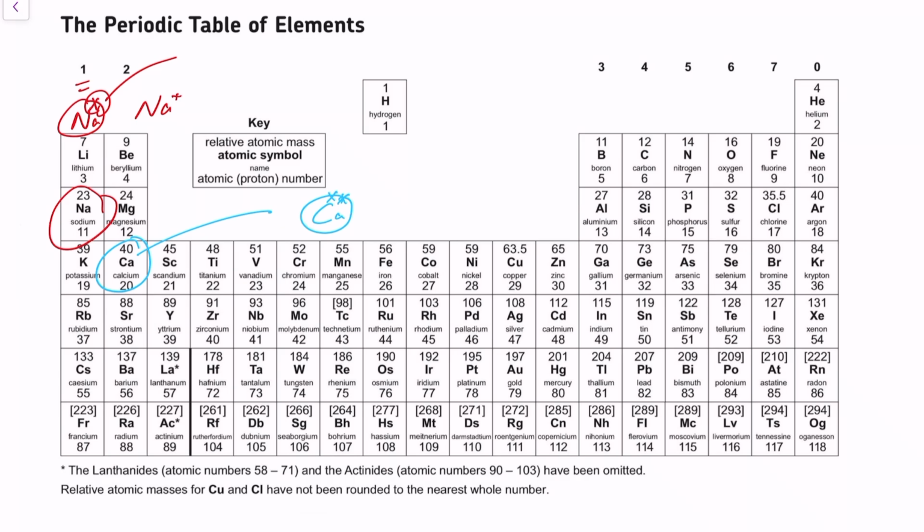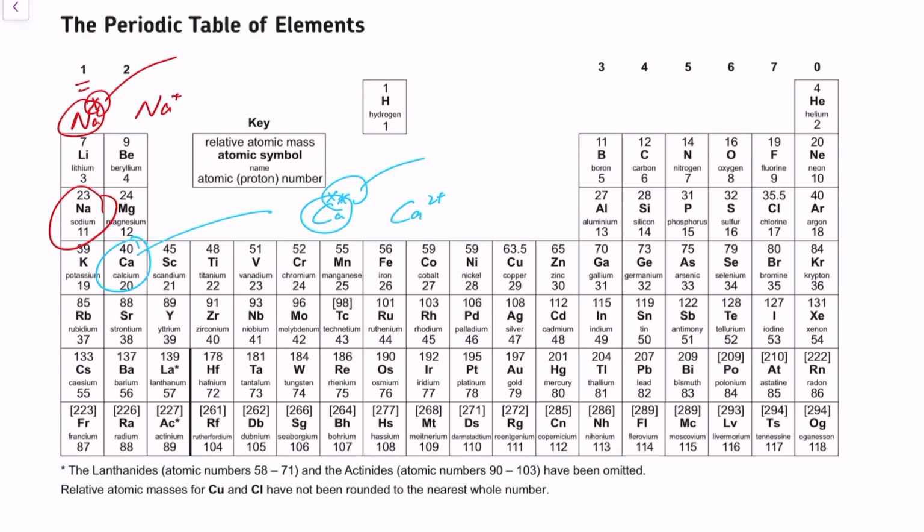How is it possible for calcium to achieve a full outer shell? They are going to lose 2 electrons. So after losing the 2 electrons, calcium becomes the Ca2 plus ion. Alright, there we go. And then let's move on to the next one.